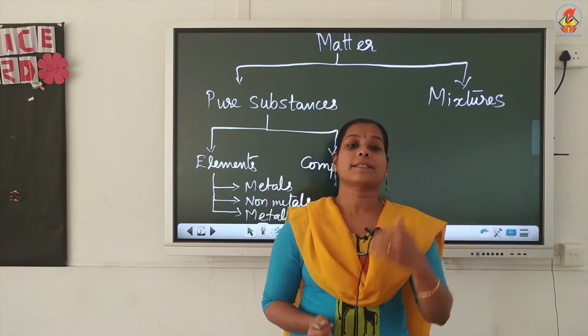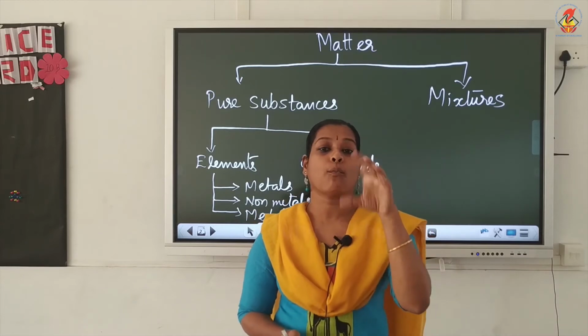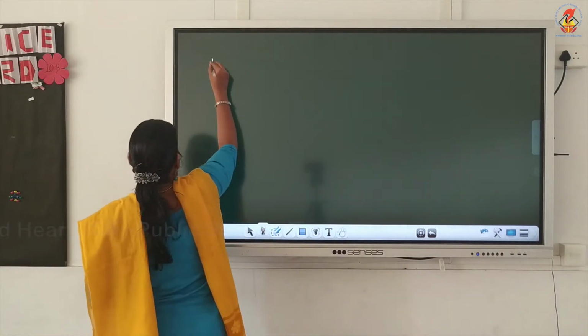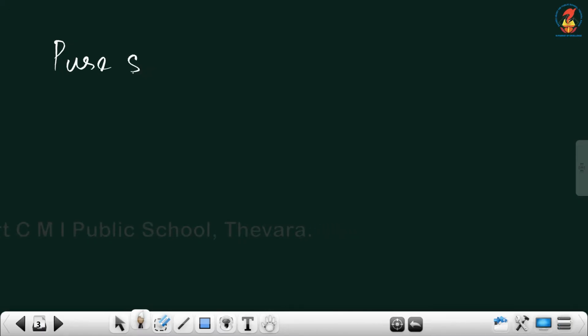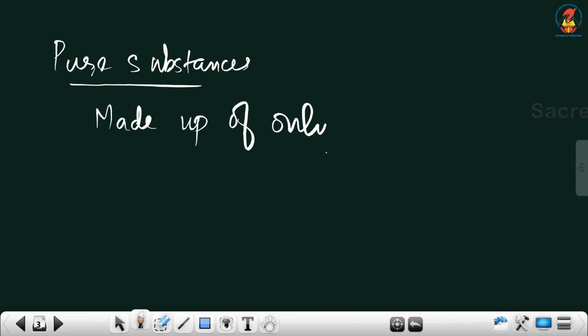Pure substances means substances made up of only one type of material. Pure substances means made up of only one type of material.